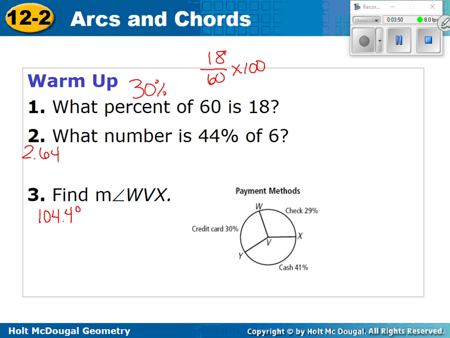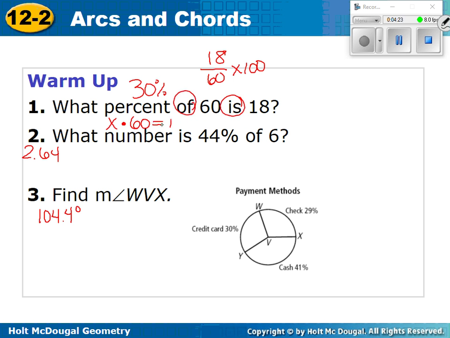Okay, when I read it from the algebra teacher's perspective, I would probably set it up like this. So if you're confused on how Devin knew to do 18 divided by 60 times 100, I would translate the sentence into an algebra equation. What percent? What do we do when we don't know what something is in algebra? X. Of. What does of mean in math? Multiply. So x times 60 is, what does is mean?